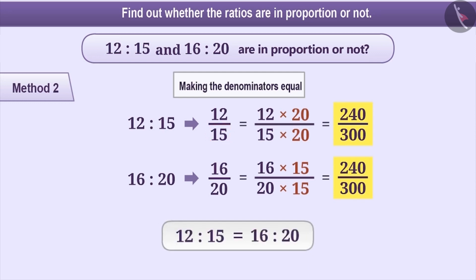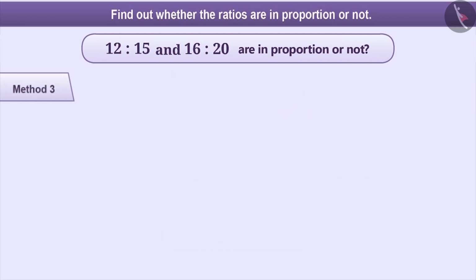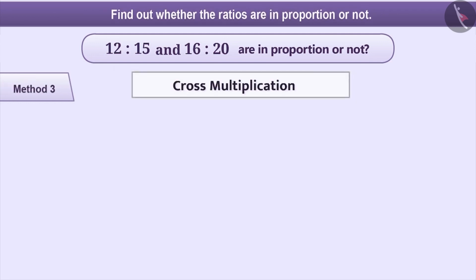Among all the methods, cross multiplication is the most interesting method. In this method, we will express the two fractions like this. We will then cross multiply them. That means the numerator of the first fraction is multiplied by the denominator of the second fraction, and the numerator of the second fraction is multiplied by the denominator of the first fraction.